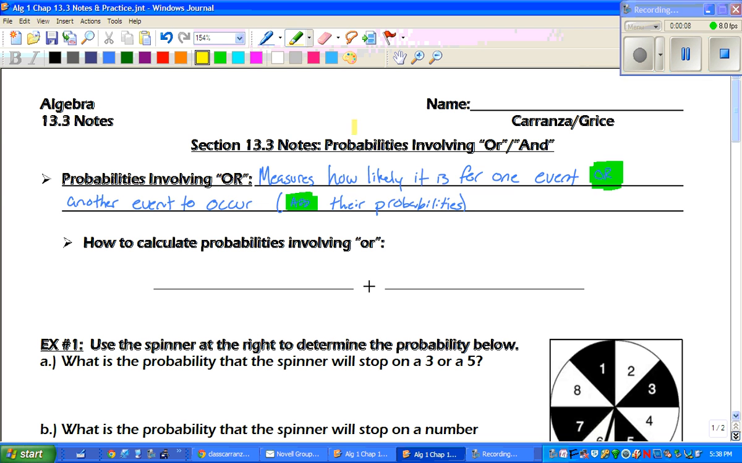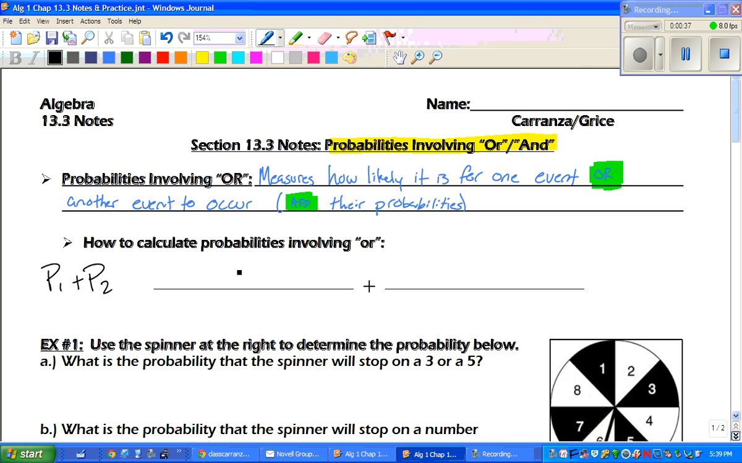Today we are talking about probabilities involving or and and. So we're talking about two different types of probabilities today. Probabilities involving or measure how likely it is for one event or another event to occur. And when that happens, we want to add their probabilities. So we would take the probability of one plus the probability of the second event.